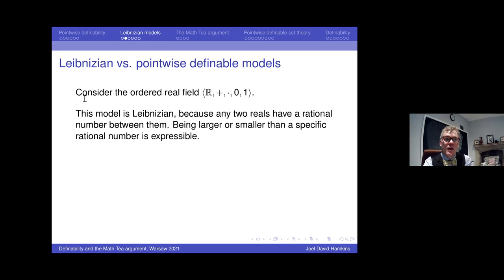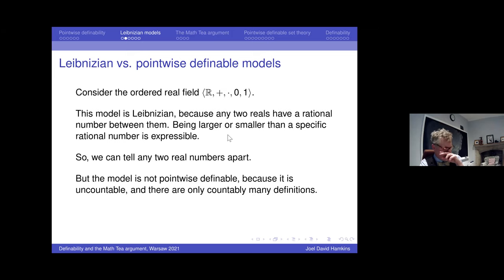And therefore the structure is Leibnizian, because for any two real numbers, one of them is going to be bigger than a certain rational number and the other one isn't. And that's a property that will tell those two individuals apart. But it can't be pointwise definable because it's uncountable, but there's only countably many definitions. And so it can't be that every individual has a definition because there aren't enough definitions.